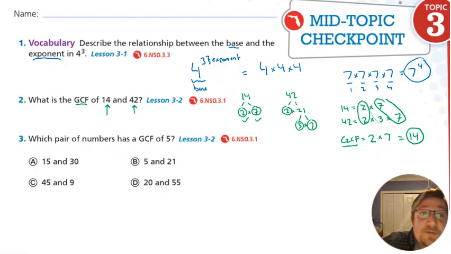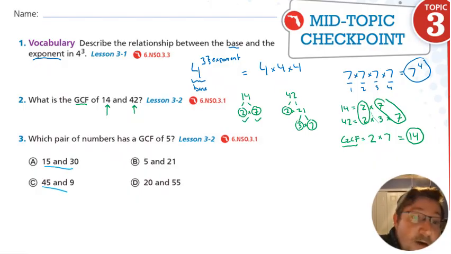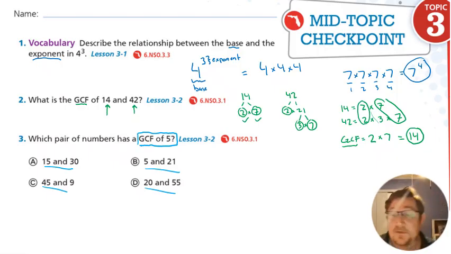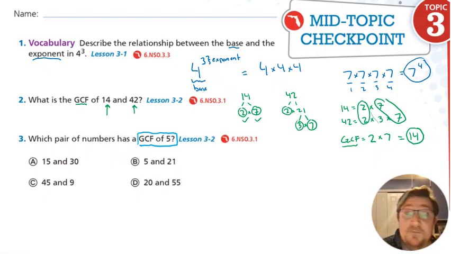All right, question 3 is very similar. It says, which one of these pairs of numbers has a greatest common factor of 5? Well, we got to find the greatest common factor for all of them until we find one pair that has a greatest common factor of 5. So let's do them all.